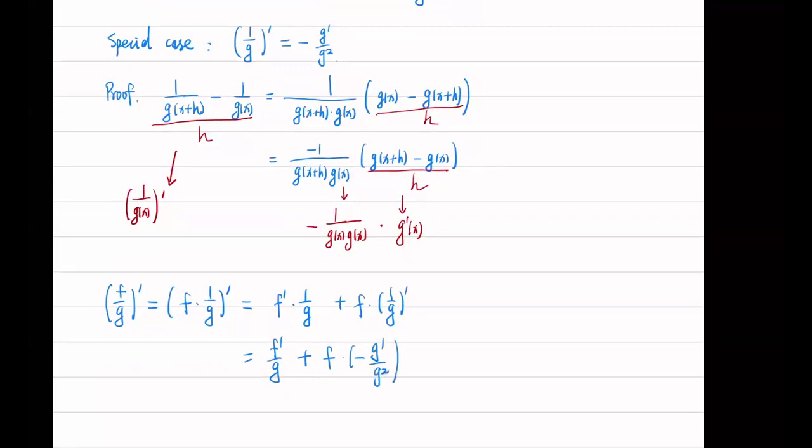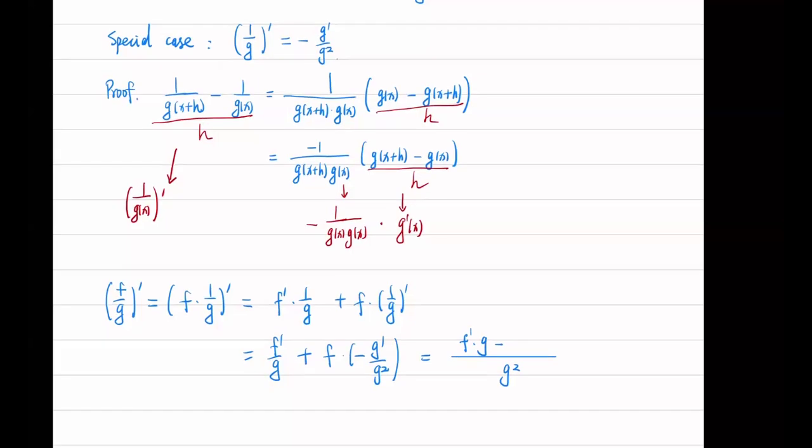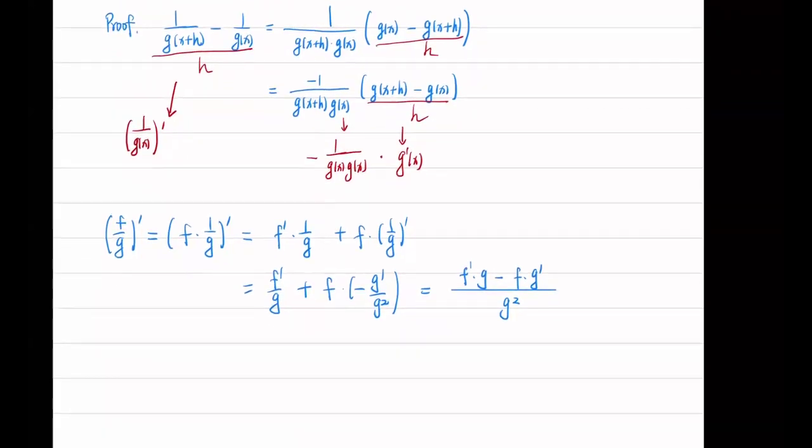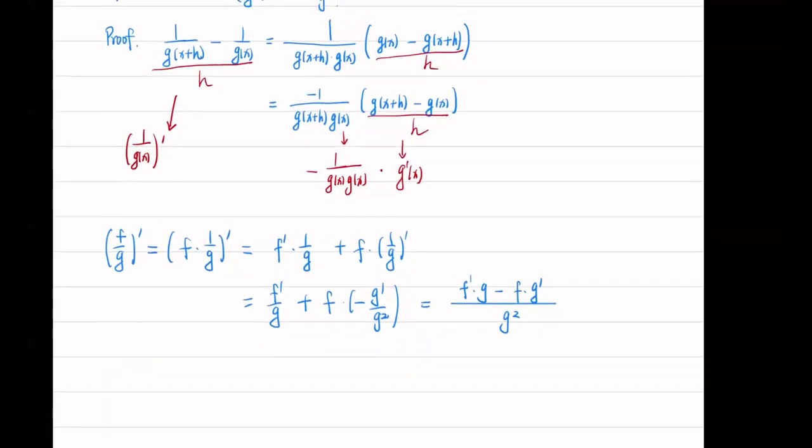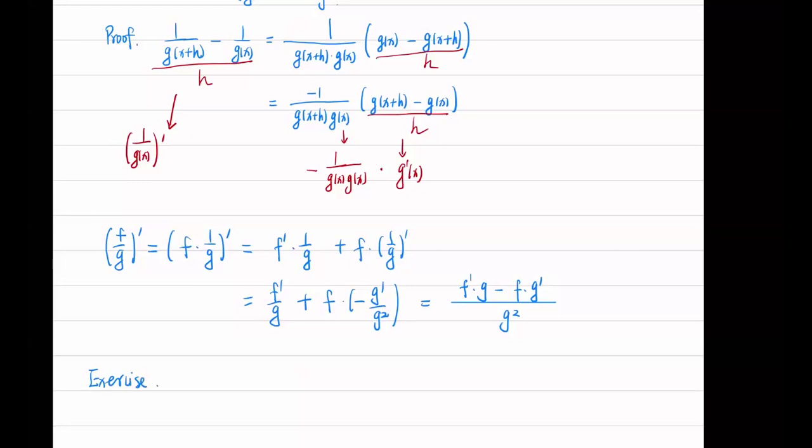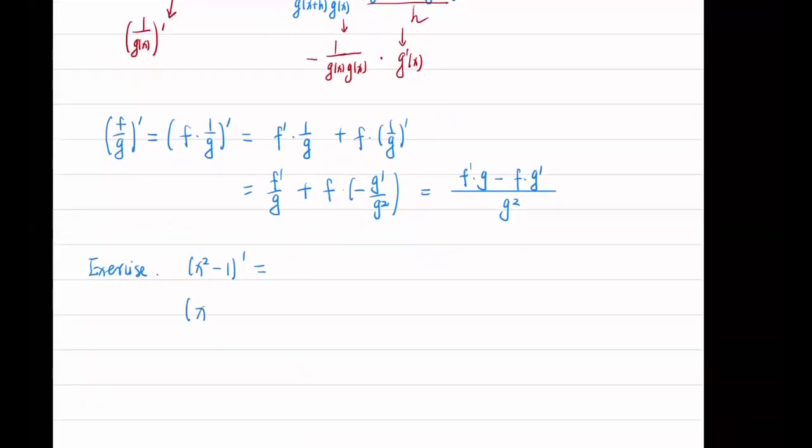Now we will put them into a common denominator. This one has denominator g squared, so we will multiply the first one by g. So we get common denominator g squared, and numerator f prime g minus f g prime. So this is the quotient rule. Okay, let's have some application. Let's find the derivative of the quotient. We'll start with the derivative of x squared, derivative of, and the quotient.